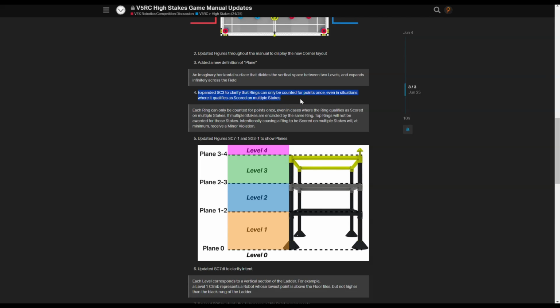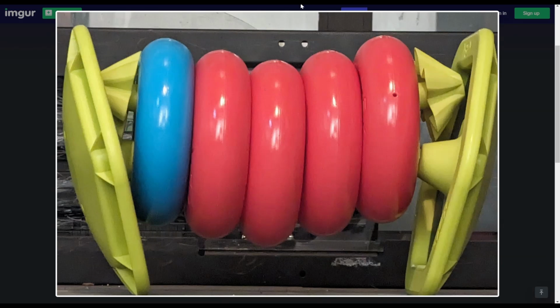But number four is in relation to a Q&A. Somebody posted this image and was like, hey, how does this score? Because which one's the top rank? How does this work? And then the GDC basically responded, that's illegal. Now you get penalized if you try and do this to any of the goals. So don't do that if you are planning to do that.